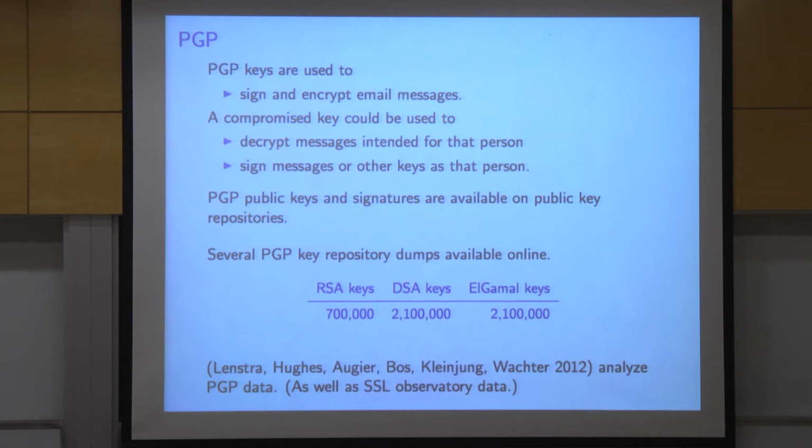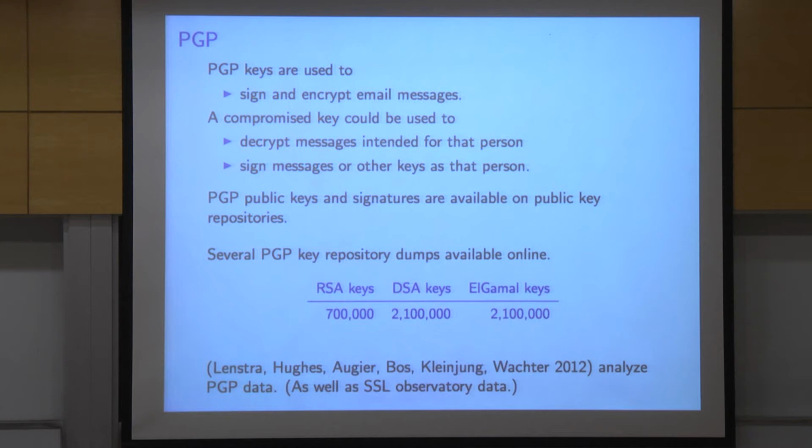PGP public keys and signatures are available on public key repositories. And there's several PGP key repository dumps available online. If you want to start your own PGP key repository, you can just download one of these dumps, start syncing with other key repositories, and serve keys in your own personal repository. So if you want to analyze PGP data, all you have to do is download one of these dumps. You could also set yourself up to sync, but downloading the dumps is easy enough.